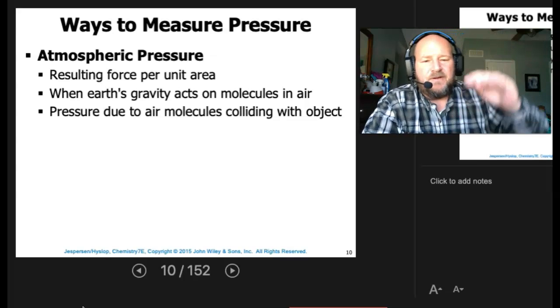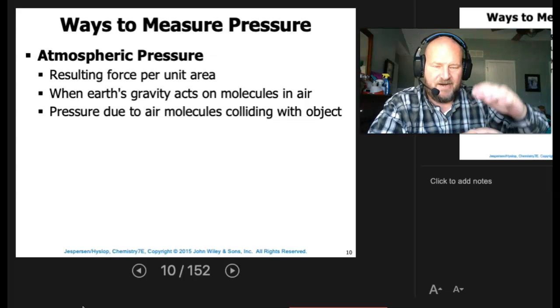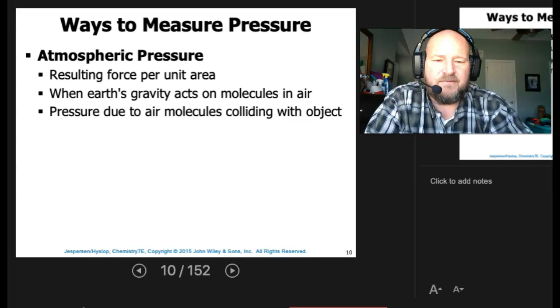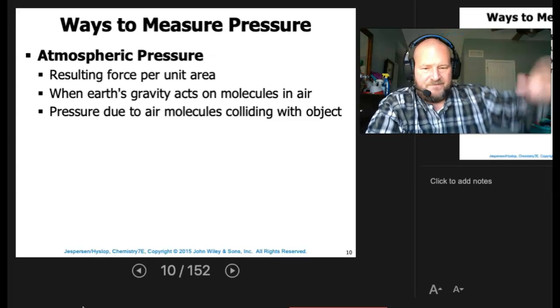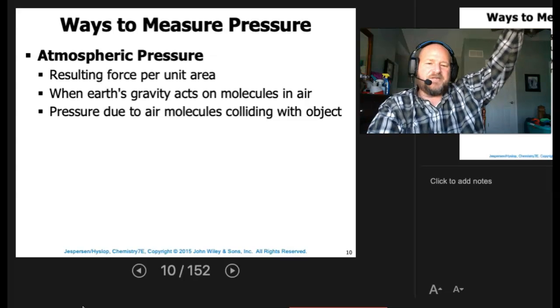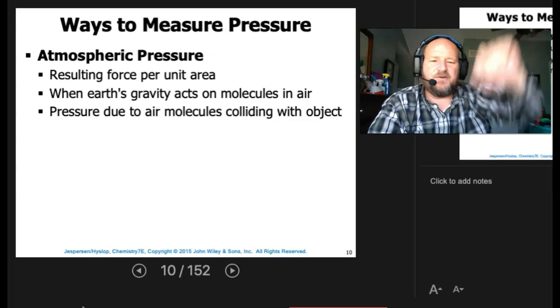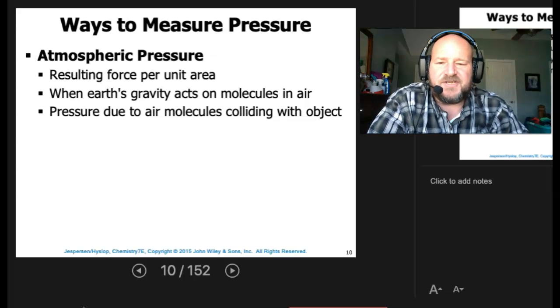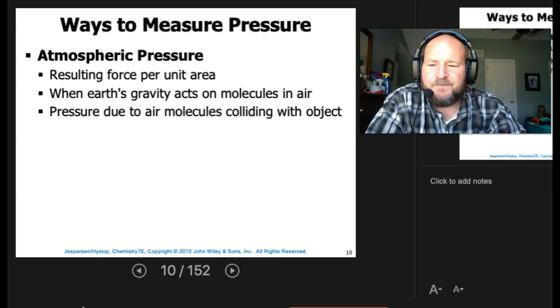If I go up a mountain, I'm cutting into that column of air, which means pressure is going to go down. If I walk into the ocean and I get a foot of water above me, now I'm holding a foot of water and all of that column of air that I was originally holding. All right, so just something to keep in mind. That's what you're holding on to when you're looking at pressure.